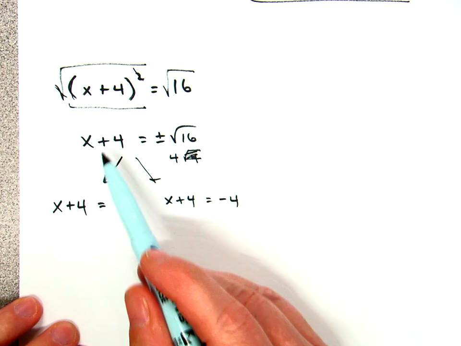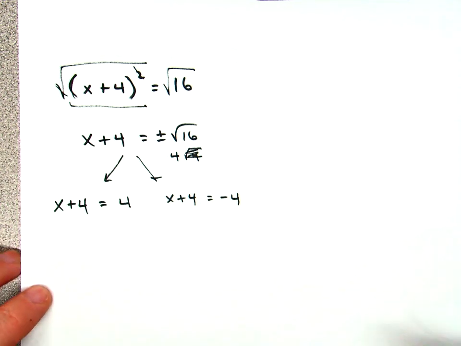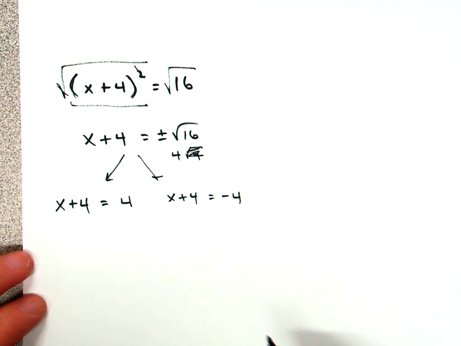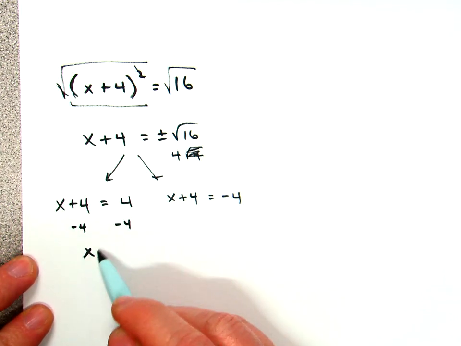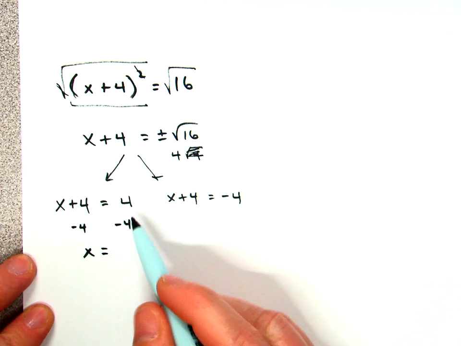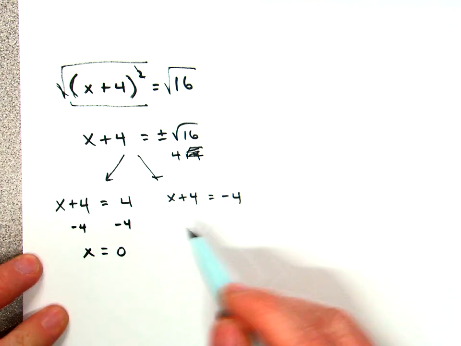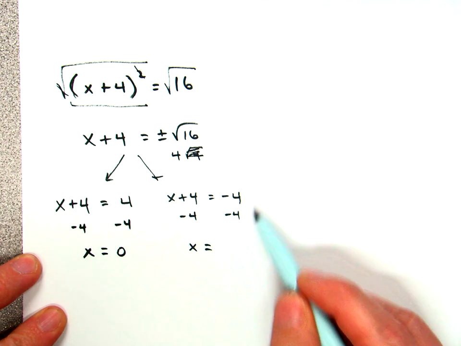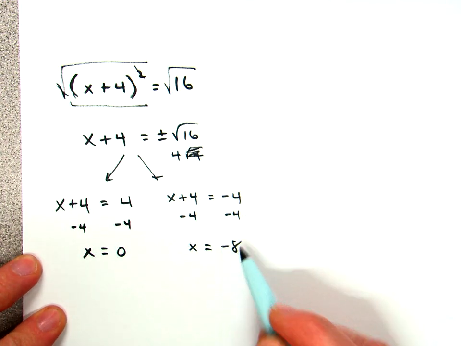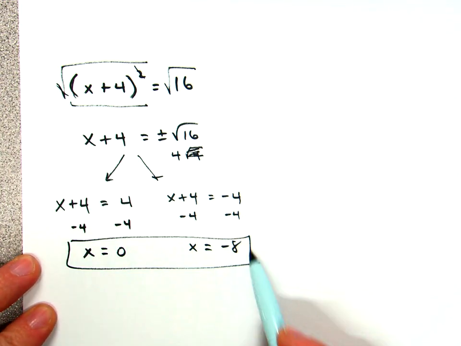So if you want to think about it as 2 different equations, and then we can solve both equations independently, that's fine, right? Then we can say, I'm going to subtract the 4 from both sides, so x is equal to 4 minus 4 is 0. Again, subtract the 4 from both sides to get x by itself. Negative 4 and negative 4 is negative 8. So there's our 2 answers.